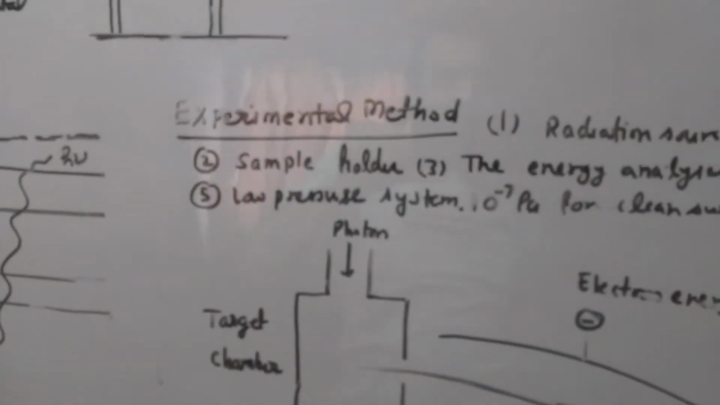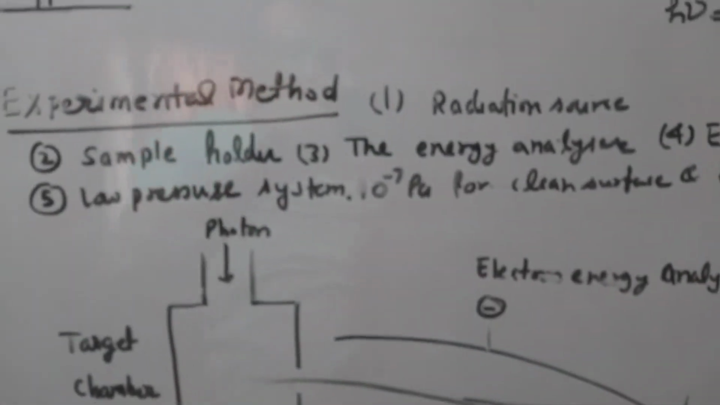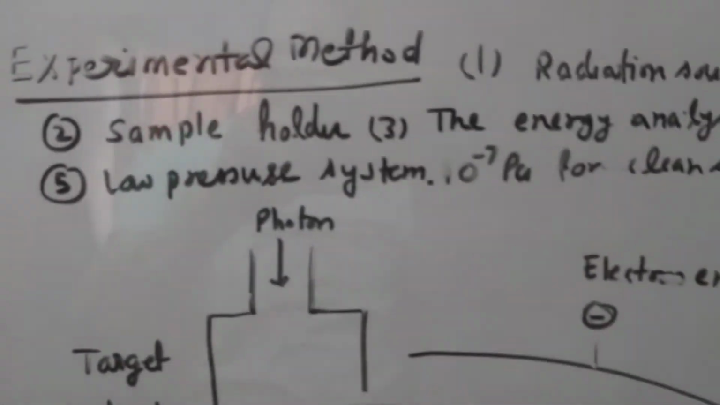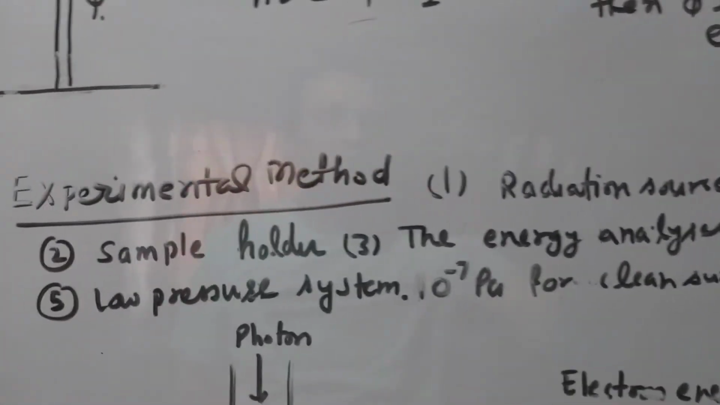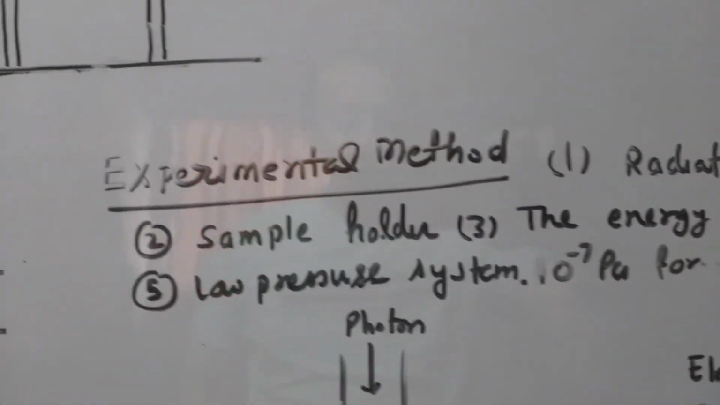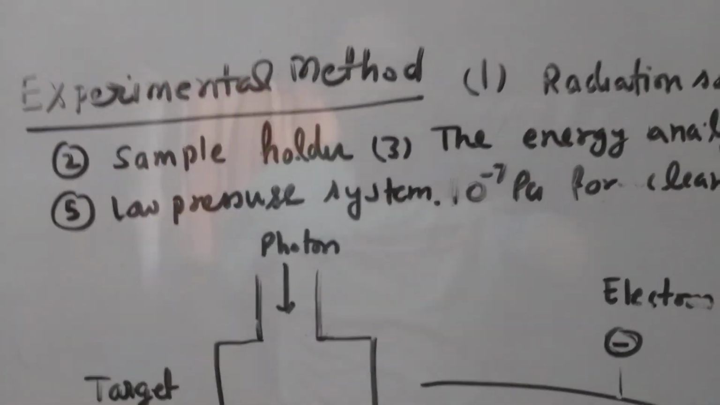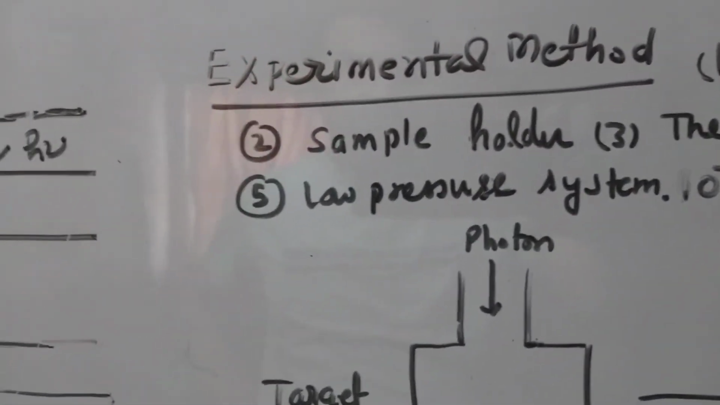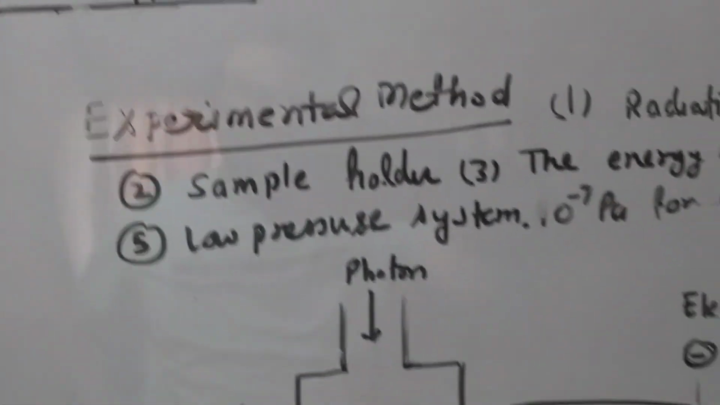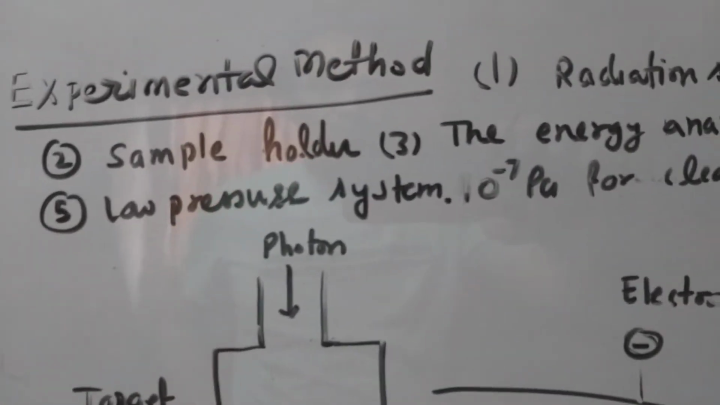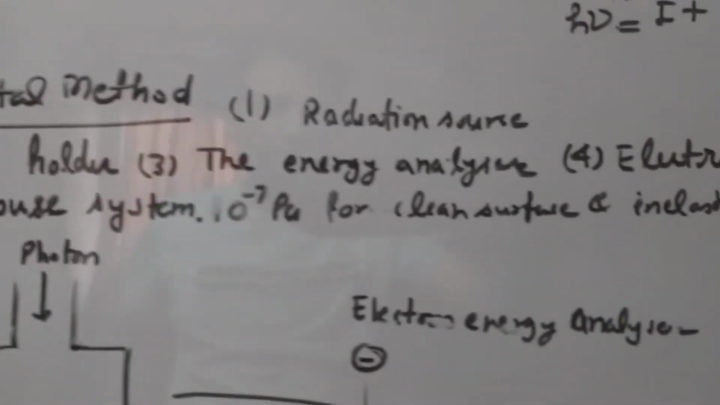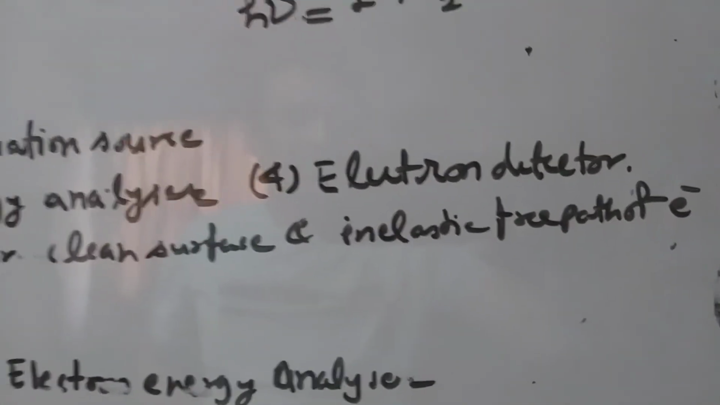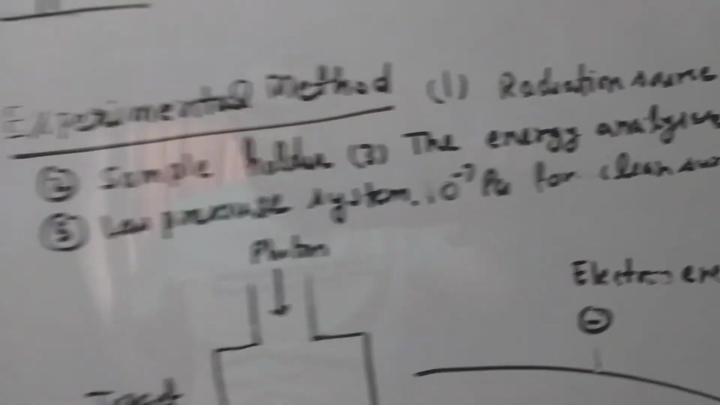Here is the experimental part of photoelectron spectroscopy. We have in this spectroscopy the following parts. The first one is the radiation source, then a sample holder, the energy analyzer, an electron detector, and a low pressure system of up to 10 to the power minus 7 Pascal, which is required to clean the surface of the metal and for the inelastic free path of the electron inside the system.